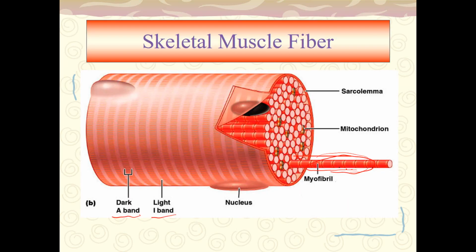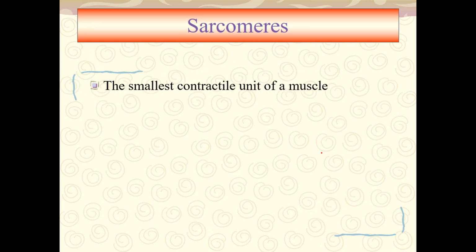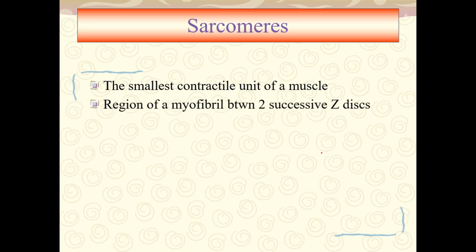So, actually, let me just back up. One of the things that we want to do is see what is the smallest unit in a skeletal muscle fiber that actually contracts. I wish I didn't circle that. If you see these lines here, if we just take one section here, this is the unit that keeps repeating over and over and over again. And that is called a sarcomere. It's the smallest contractile unit of a muscle, and it is the region of a myofibril between two successive Z discs. And we're going to take a closer look at that.